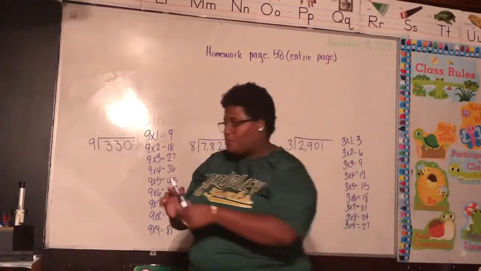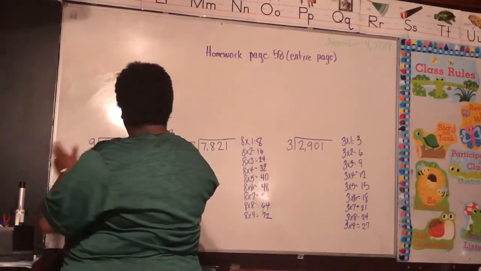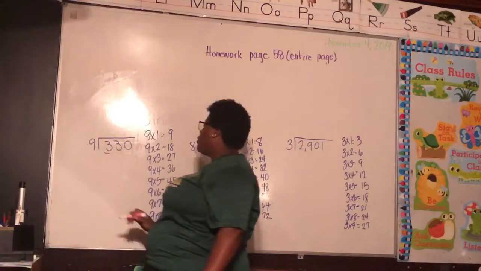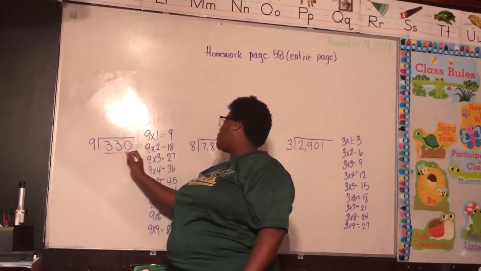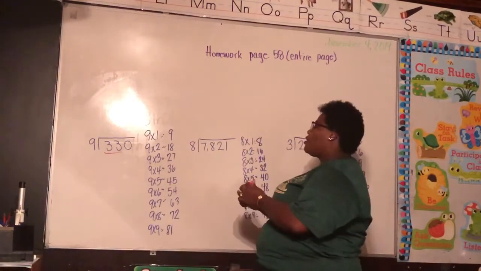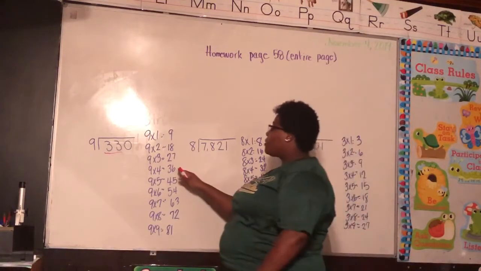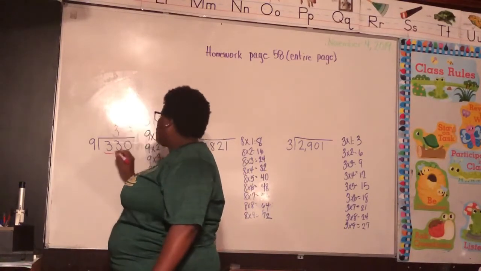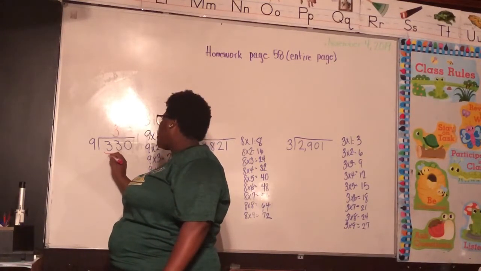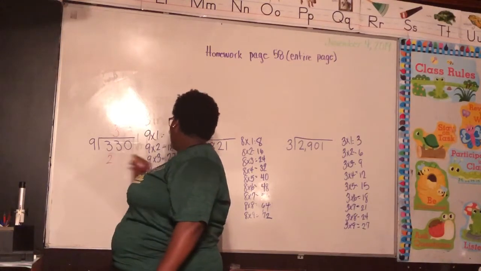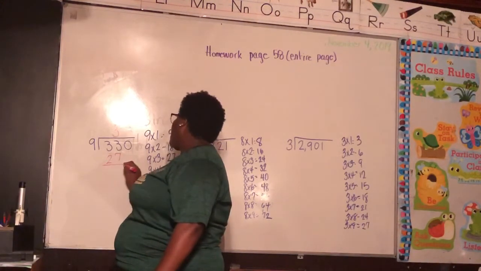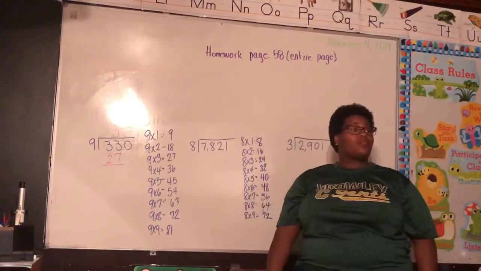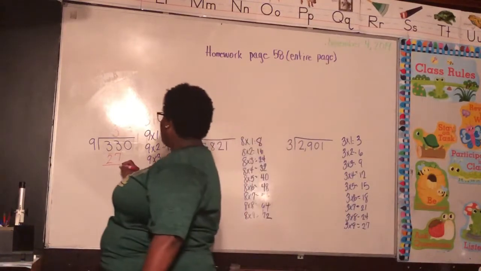My facts are down. I am ready. All right, can 9 go into 3? No. Can 9 go into 33? Yes, it can go into 33 3 times because if we go 4, that'll be too much. So put that 3. 3 times 9 is 27 because we have it right here. And we subtract, so 27, 28, 29, 30, 31, 32, 33, which is 6.